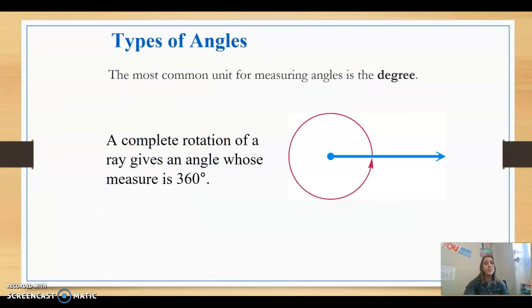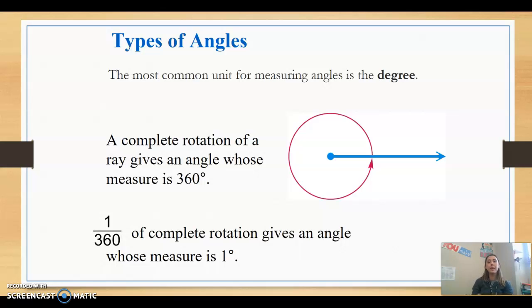We have different types of angles. So the most common unit for measuring angles is the degree. By the end of this year, we will learn another one. The complete rotation of a ray gives an angle measuring 360 degrees, and 1/360th of a complete rotation gives us 1 degree.